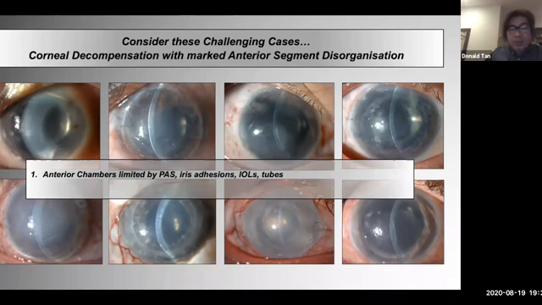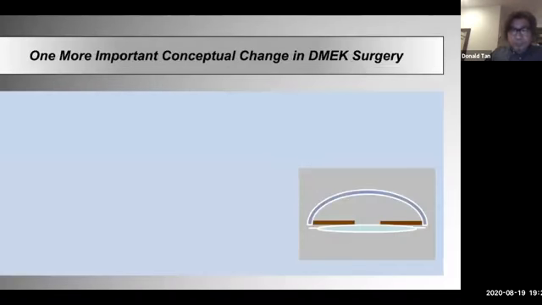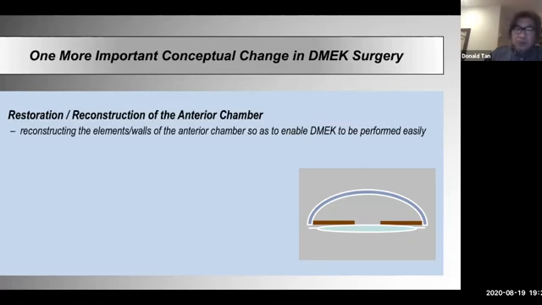So here, your anterior chamber is limited by peripheral anterior synechia, iris adhesions, IOLs and tubes in place, and there's inadequate posterior surface of the AC. So either aniridic, dilated pupils, an open vitreous cavity, or just aphakia. So I want to introduce one more important conceptual change in DMEK surgery, and that is to try and create back and restore this artificial chamber. So restoring or reconstructing the AC means to reconstruct the elements of the walls of the anterior chamber so that you can now perform DMEK more easily.